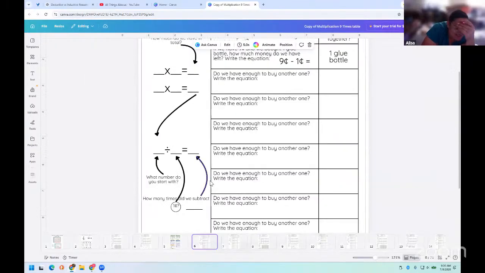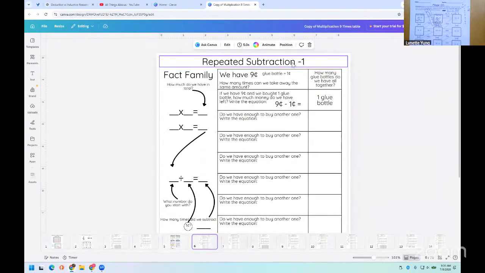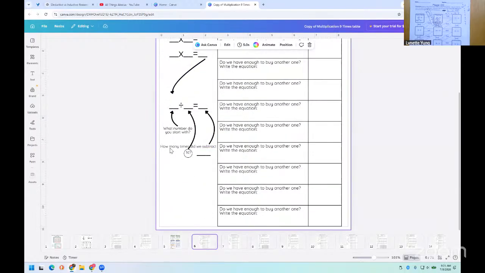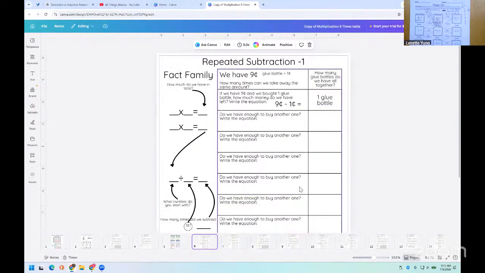I'm just teasing. So here we do repeated subtraction. The idea here is to know what the fact family is, how much the total is. So the total goes here. We know 9 times 1 and 1 times 9. This is what they're going to write out. And then this is where you have to read. Start with the total. What number comes here? And then you divide by 1. What's the answer? So how many times do we subtract? That's what this is. And then you flip it.